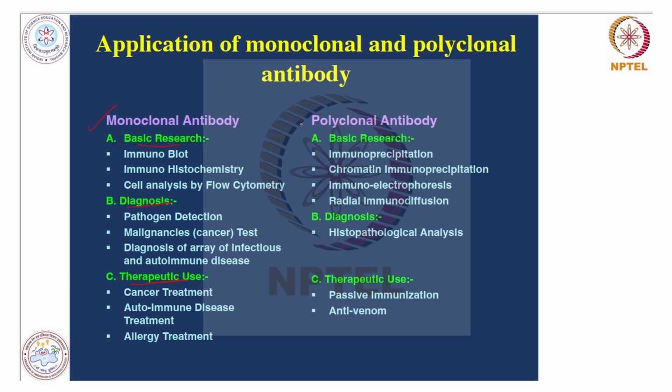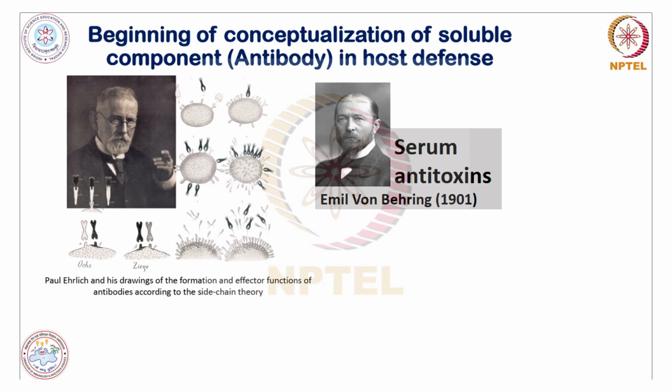And in the case of polyclonal antibodies, these can be used for basic applications like immunoprecipitation, chromatin immunoprecipitation, and immunoelectrophoresis, different immune tests. In the case of diagnosis, they can be used for histopathological analysis. And for therapeutics, they can be used for passive immunization or antivenom. So these are the applications of monoclonal and polyclonal antibodies.